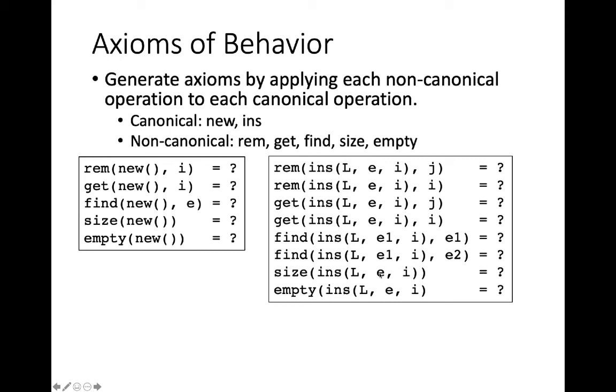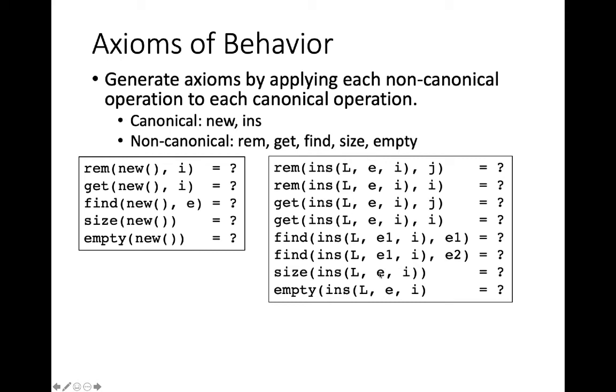I take the result of inserting E into list L at position I, the result of that canonical operation, and I'm now saying, okay, if I apply removing the ith element, what does that mean? How are those things related, right? Similarly with get, I have a version where I'm applying that where J doesn't equal I, and one where I'm using the I that I used in the canonical operation, right?